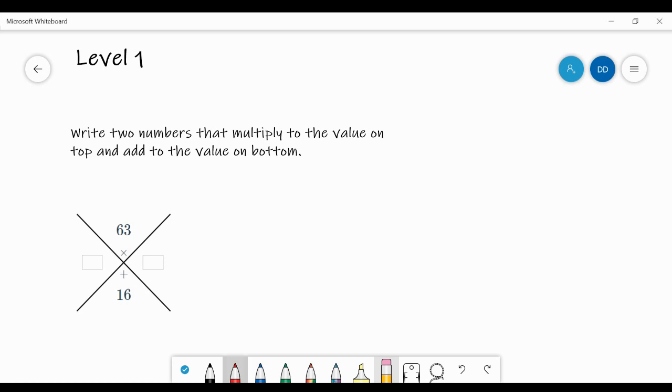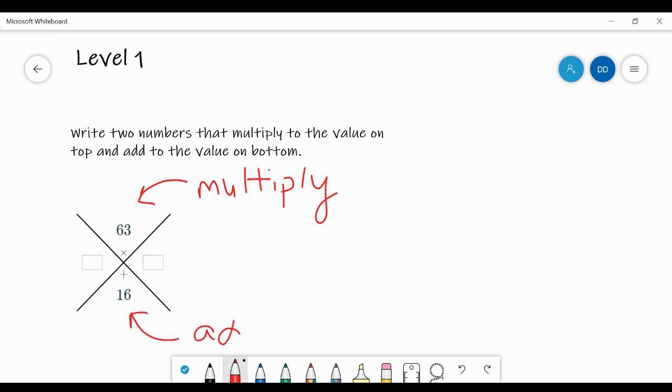All right, so the instructions are to write two numbers that multiply to the value on top and add to the value on the bottom. So we want to find, just like it says, two numbers that will multiply to 63. So I'm going to write multiply here. And then we want to find two numbers, the same two numbers that will add to 16. So it has to be the same set of numbers.